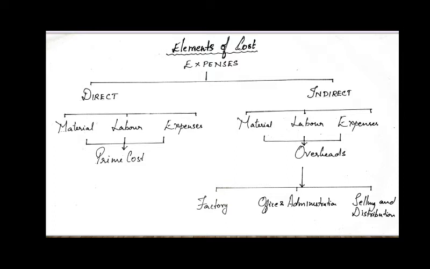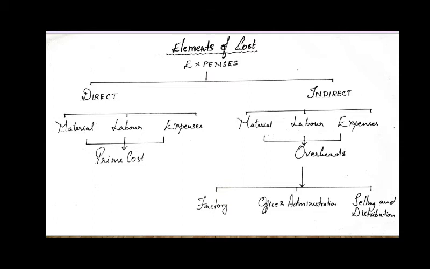Next one is selling and distribution overhead. The product is packed and sold to customers, and there are some elements involved in indirect material, indirect labor and indirect expenses under this selling and distribution overhead, like salesman salary, warehouse charges, transportation expenses, rents of sales departments. So all together prepared in a statement, we call it a cost sheet.